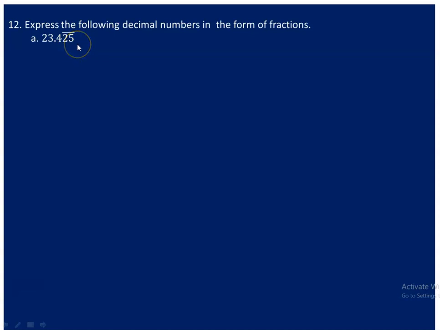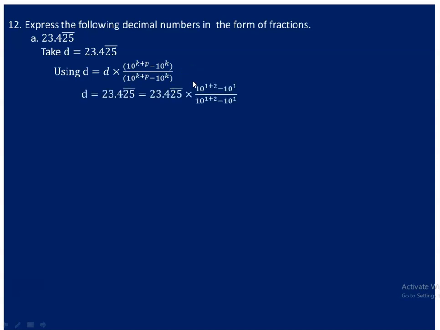So as usual, we need to apply the formula and determine the equivalent fraction form for this decimal number. So we need to treat D to be this one, the decimal D is this one, and next from this, using the formula, D is equal to D times 10 to the power of K plus P minus 10 to the power of K over 10 to the power of K plus P minus 10 to the power of K. We knew what K and P are. K is 1 and P is 2, as I said earlier. So this is going to be 23.425, having a bar on 2 and 5, times 10 to the power of K is 1 and P is 2. Directly substitute that. Minus 10 to the power of 1 can come.